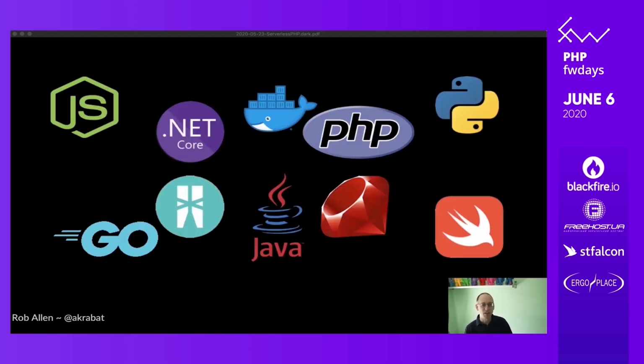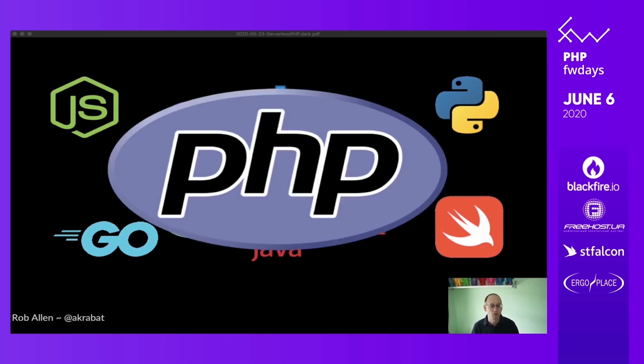Talk about OpenWhisk. OpenWhisk is very language agnostic. JavaScript, Python, Ruby, Java, Go, whatever, .NET Core, Swift, PHP, they're all here. And even Docker, so you can run whichever language you like. If you want to write Perl in OpenWhisk, you can do. Today, we're interested in PHP, so let's talk about that one.